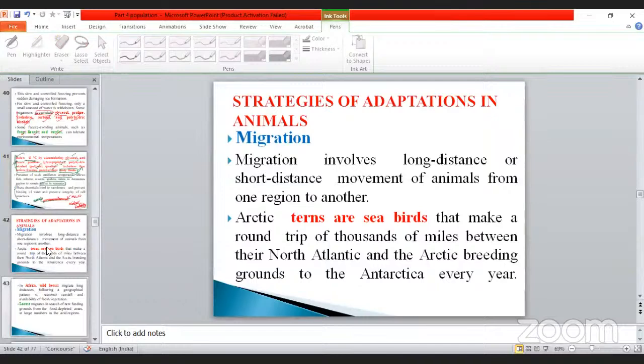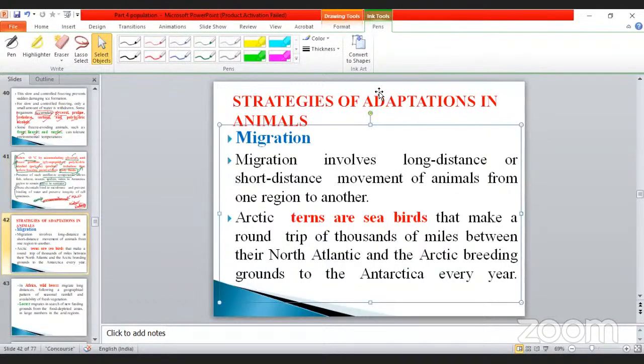Okay. So next one is strategies of adaptation in animals. Here, first we are going to discuss migration. What is the meaning of migration, my dear student? Migration we already studied, isn't it? Migration is nothing but the movement from one place to another place, whether it may be animals or bats or some other. So the first point is called migration.